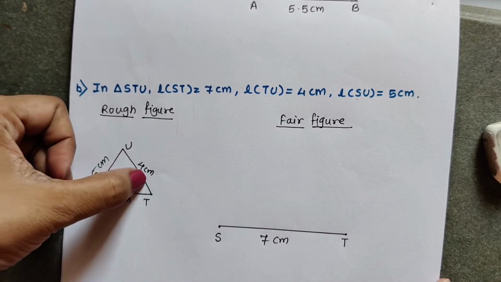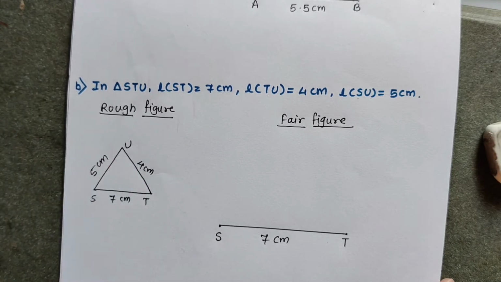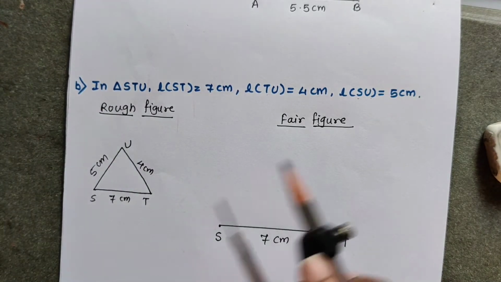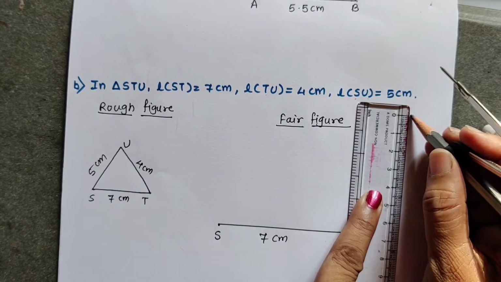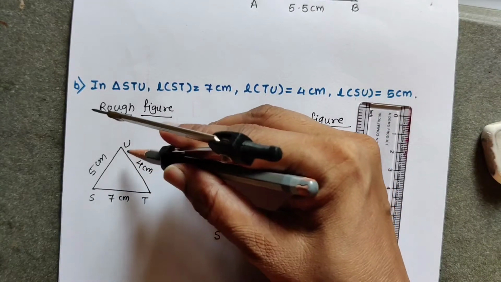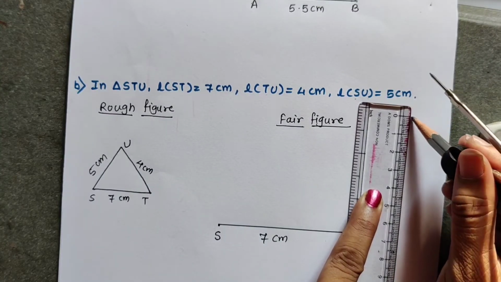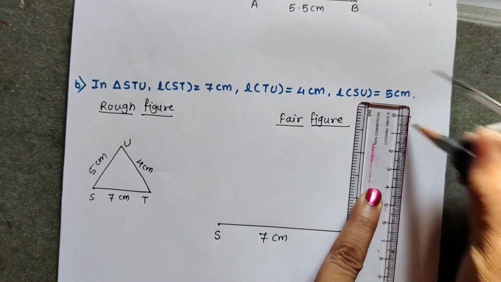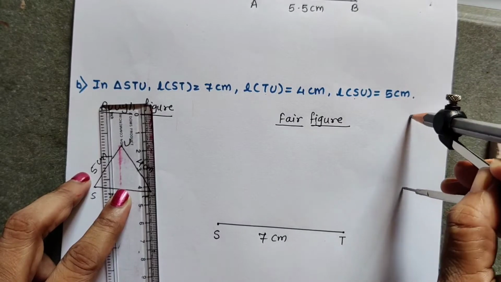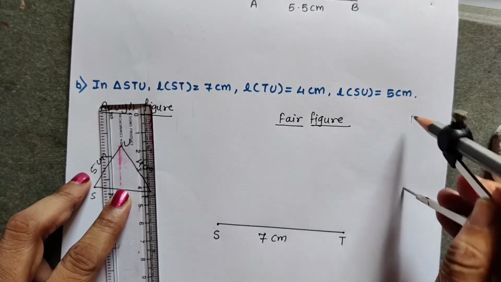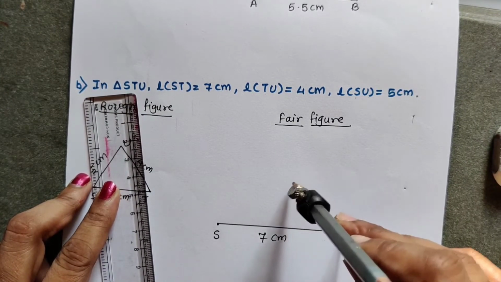Now we have to fix the position of point U. Point U is at 4 centimeter from T and it is 5 centimeter from S. So let us see. First I will have to use my compass, my rounder. Then I will be taking the radius of 4 centimeter, so I can fix the position. So from 0 till 4 I have made 2 points. I am going to take this radius in my compass. Keeping the pointer on point T, I will draw one arc over here.